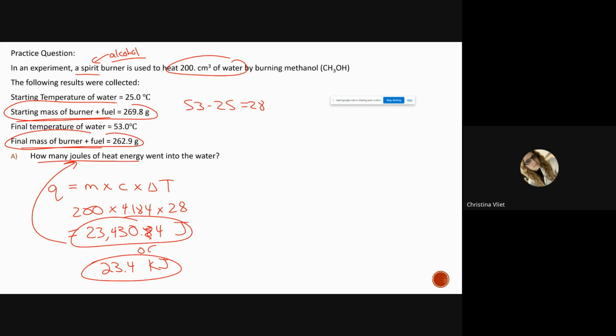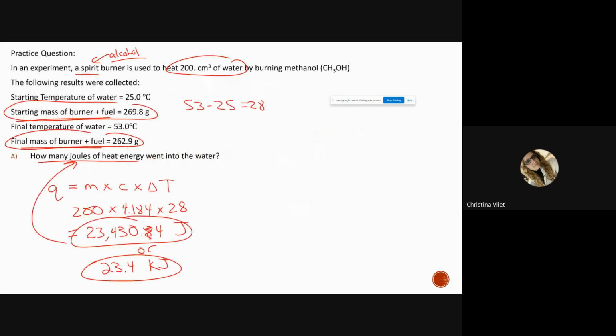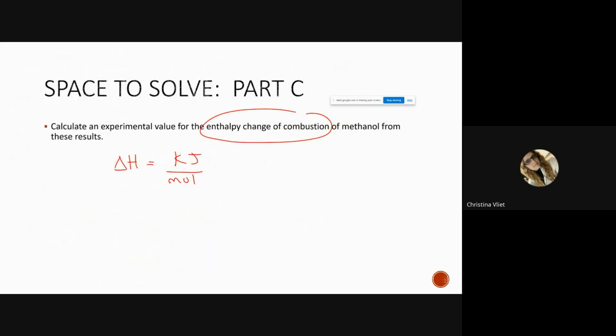So experimental means you ran this experiment. This is the data that you got. What was your experimental value? If I look it up in a textbook, is this the actual value? Probably not. Because of those little things like heat losses, maybe some of the assumptions we made didn't actually happen, if that makes sense. All right, so kilojoule, we got that here, 23.4.